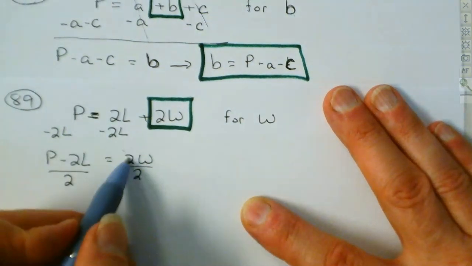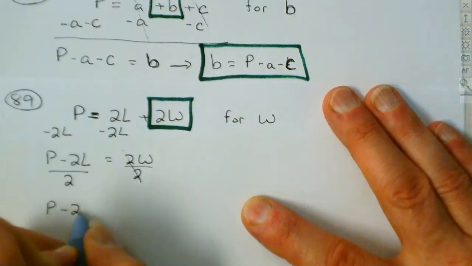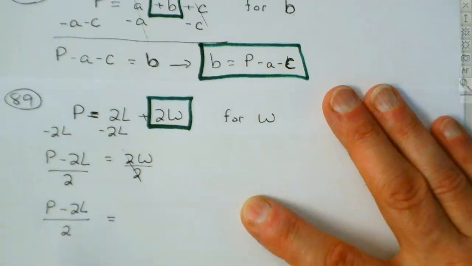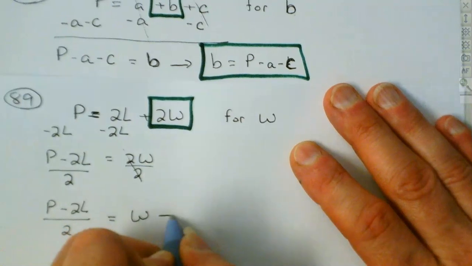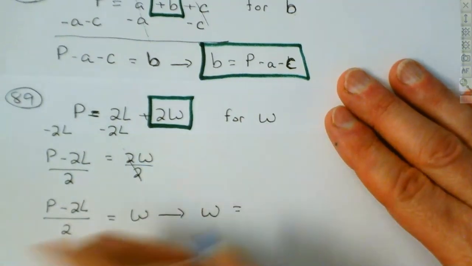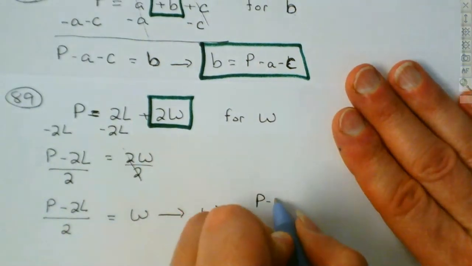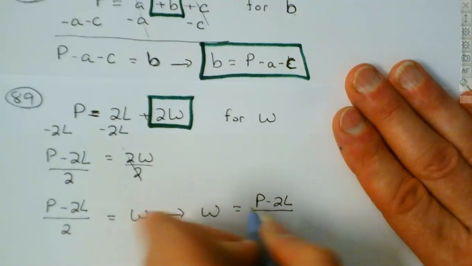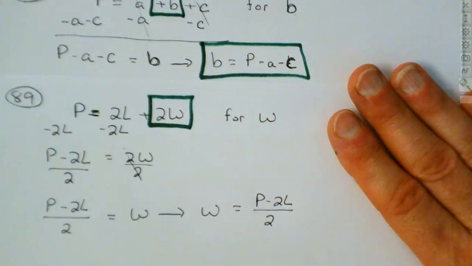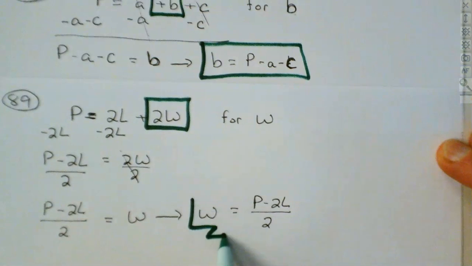So the 2's can cancel. And that leaves you with P minus 2L over 2. And that equals W. I like to switch it around. So I'm going to put my W on the left. That's just the way I like to do things. And what does W equal now? P minus 2L over 2. Do not break down the 2's. Leave it exactly as it is. Do not reduce the fraction. Leave it just like it is.